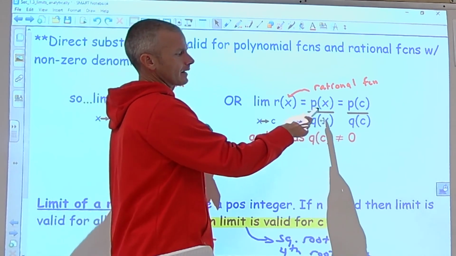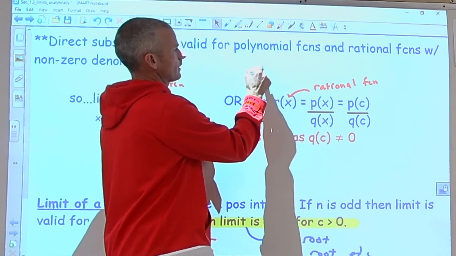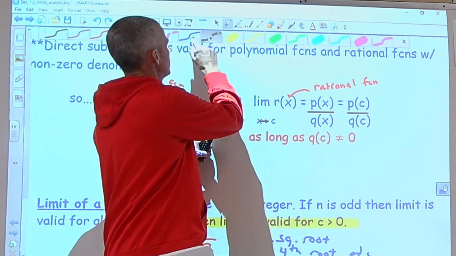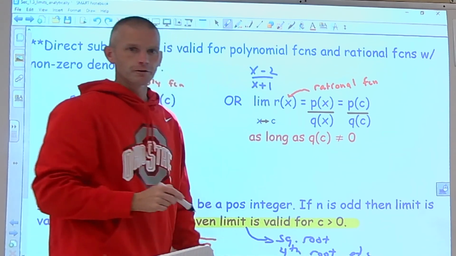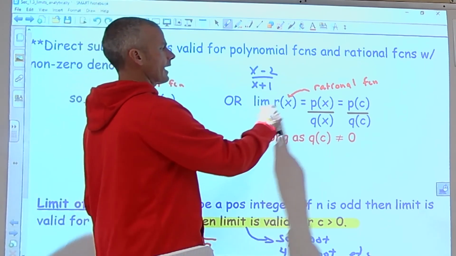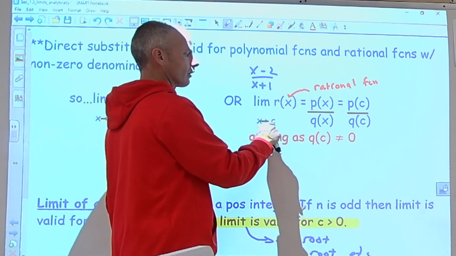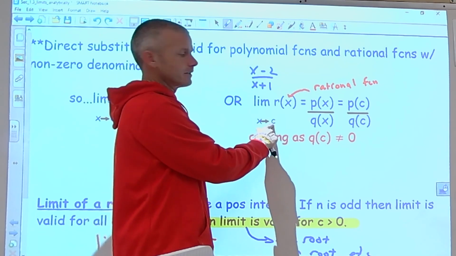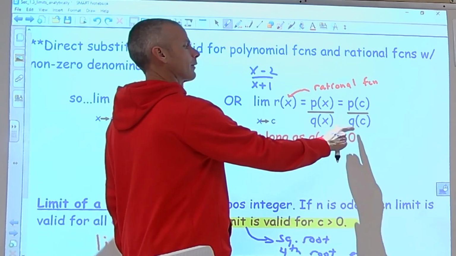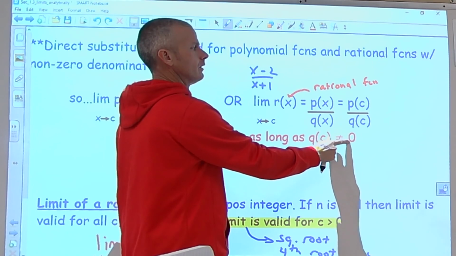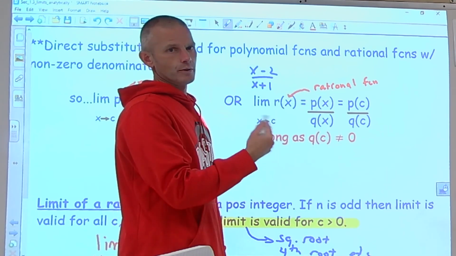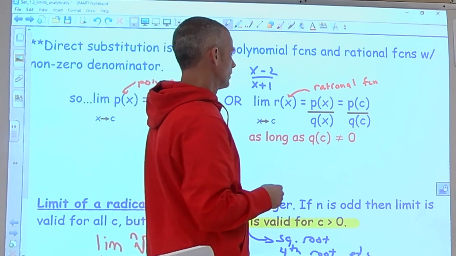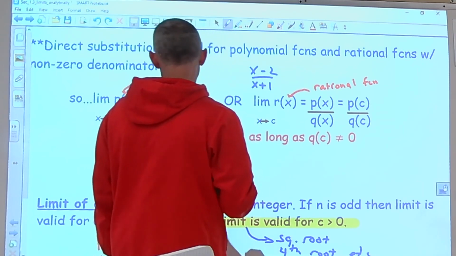Where maybe we've got something like x minus 2 over x plus 1, so that's a rational function. So as long as whatever value that our limit is approaching in terms of x, as long as that value doesn't cause our denominator to equal 0, then we're fine, we can do that direct substitution, okay? And so that's what we'll start to see more of as we go along.